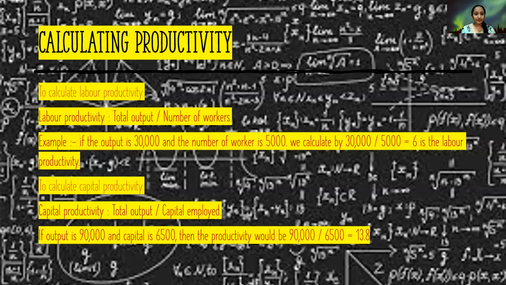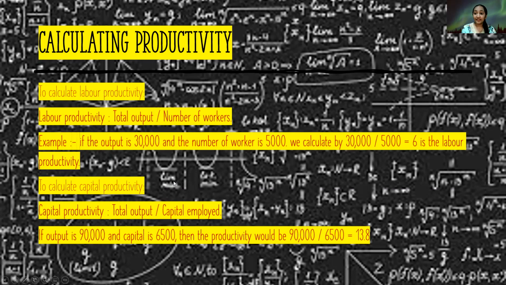Now calculating productivity. To calculate labor productivity, we say total output divided by the number of workers, because it is output per unit of workers. Example, if the output is 30,000 and the number of workers is 5,000, we calculate it by the total output, which is 30,000 divided by 5,000, which is the number of workers, which is equal to 6, is the labor productivity.